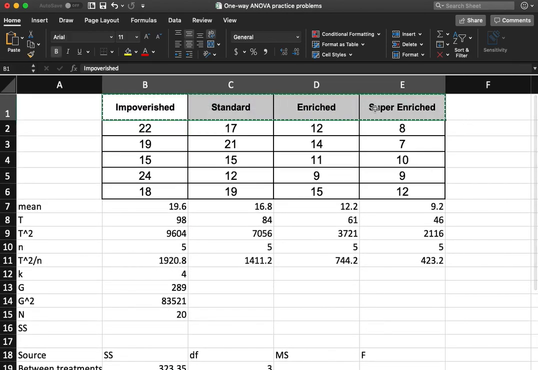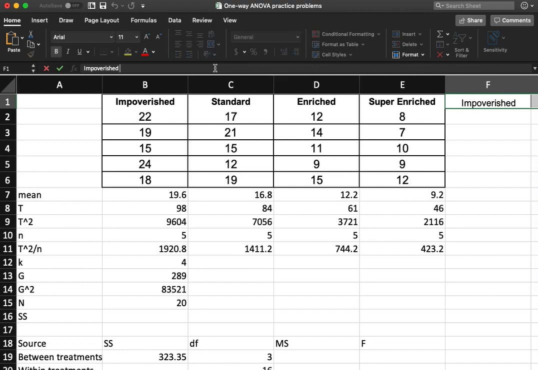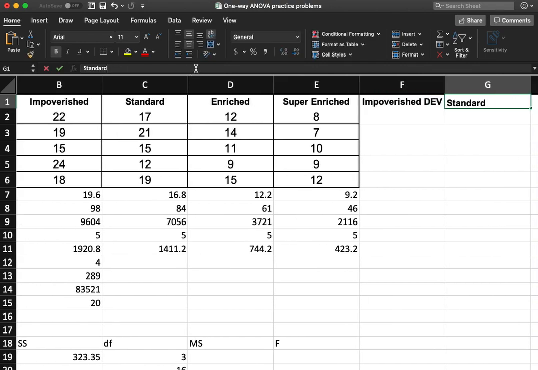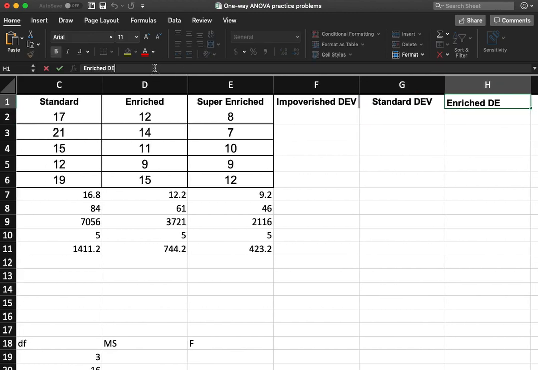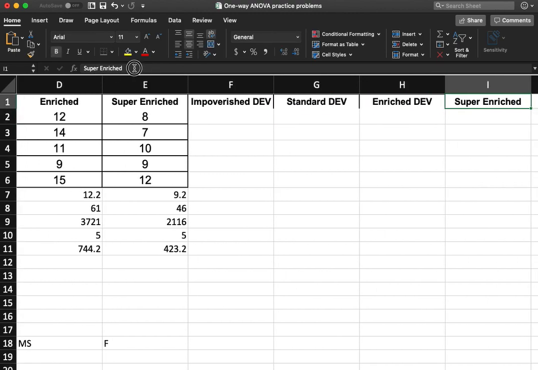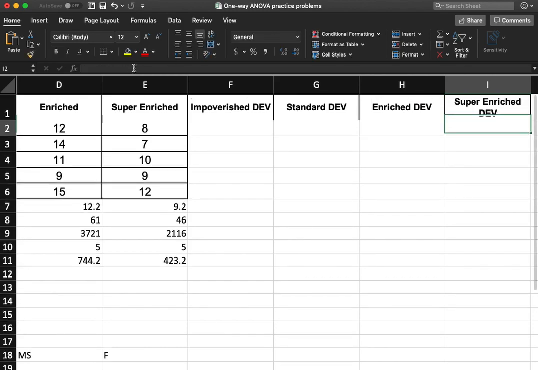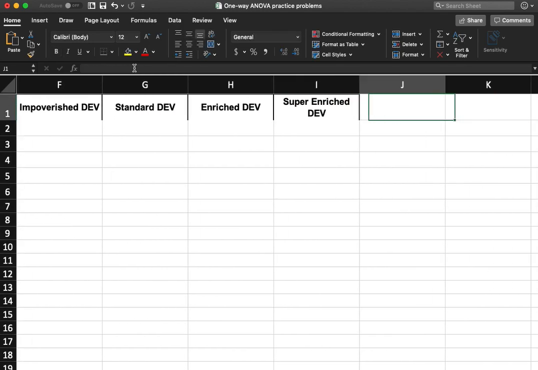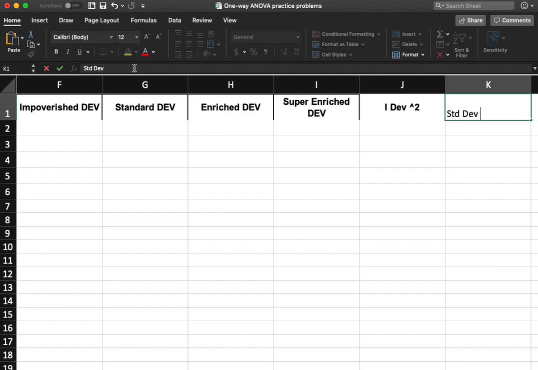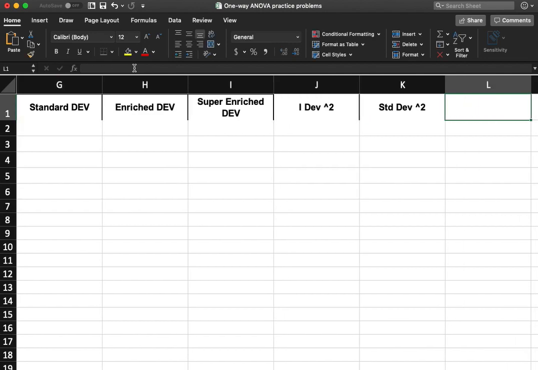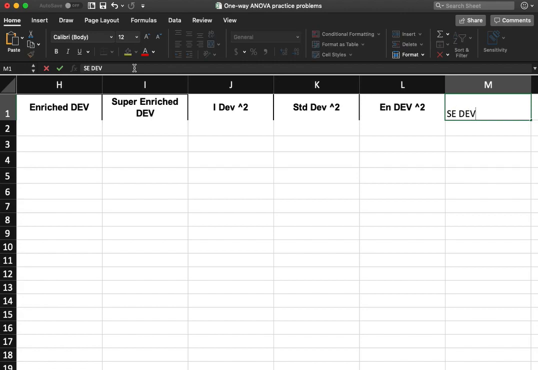For each one of these conditions, I'm actually going to calculate the deviation. Standard deviation. Oh, that's funny. This is a little statistic stroke. The standard deviation, the enriched deviation, and the super enriched deviation. We're also going to square these. So we're going to have an impoverished deviation squared, a standard deviation squared, which is variance, an enriched deviation squared, and a super enriched deviation squared.